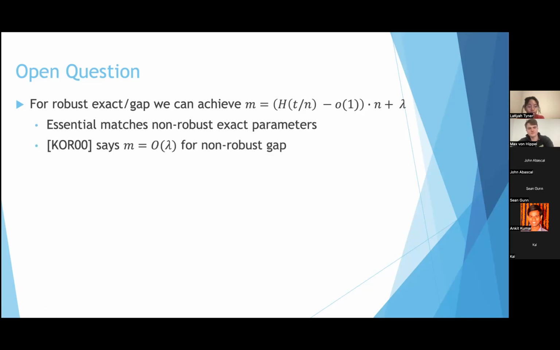There is a prior work that says that in the non-robust gap setting, we can achieve an even smaller output size that is equal to O of lambda. Currently, there's no knowledge of whether or not we can meet this smaller output size in the robust gap setting. And so we're trying to figure out if there are constructions that will actually get us to this lower output size for our robust gap setting.